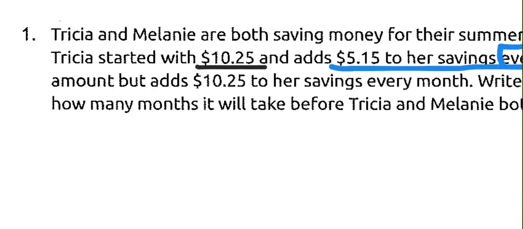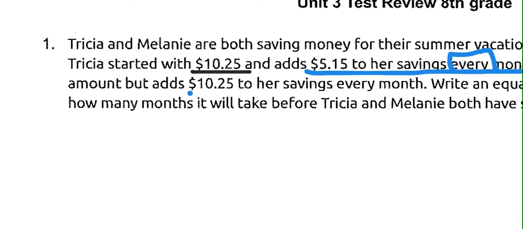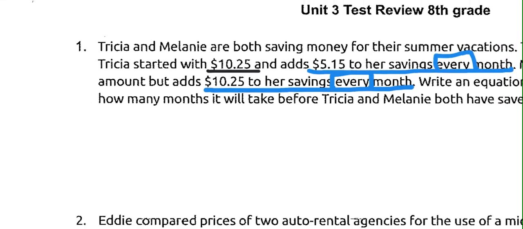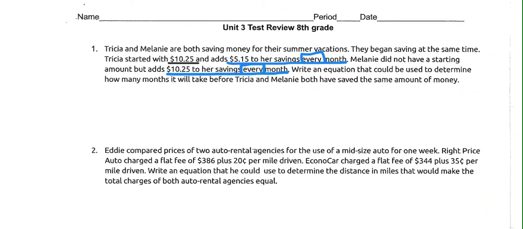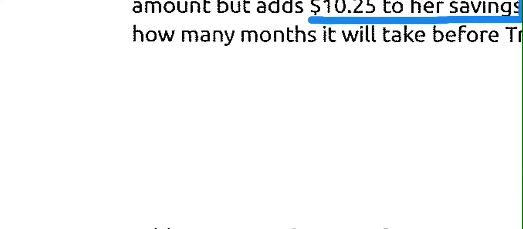So again, it's kind of similar. We got to make sure we keep these numbers correct for who we are talking about. This person didn't start with anything, but they are saving $10.25 every month. We're supposed to write an equation that could be used to determine how many months it will take before Trisha and Melanie have saved the same amount of money. Well, starting with Trisha and Melanie. So we've got Trisha and Melanie.